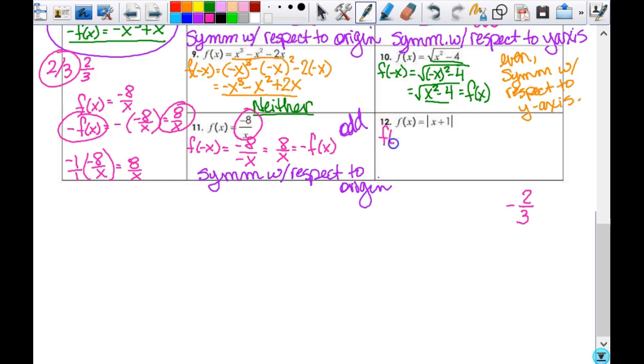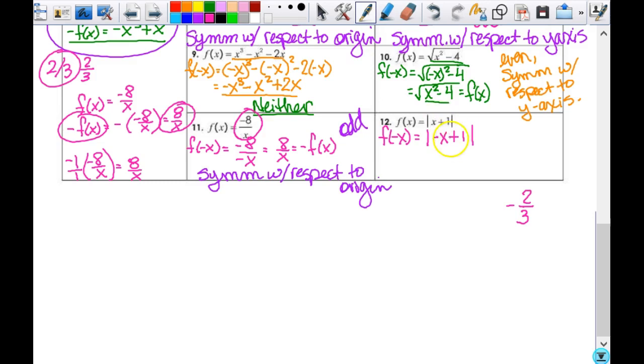So f of negative x is equal to the absolute value of negative x plus 1. Now, I left off my parentheses again, but does it really matter here? It does. So if you put them, great. If you didn't, whatever. Does this just become x plus 1 because it's an absolute value? No, because if it was just the absolute value of x, I could, but that's not what's happening here, right? I can't simplify this anymore.